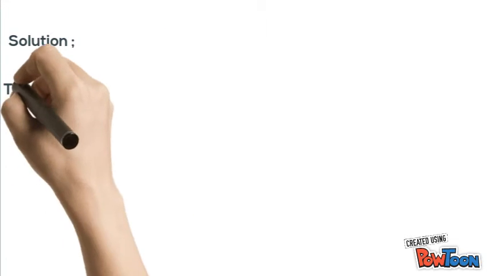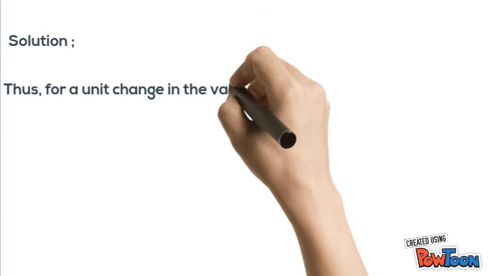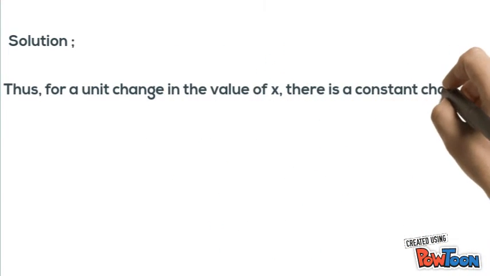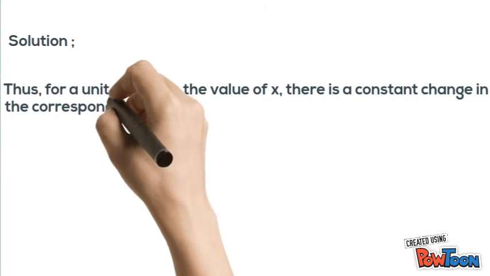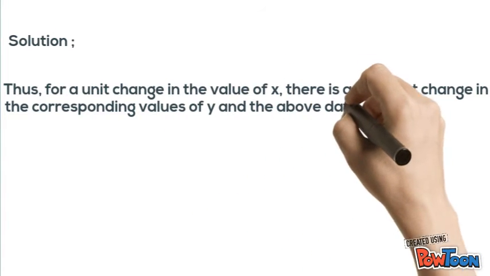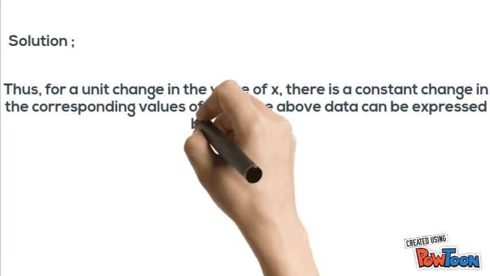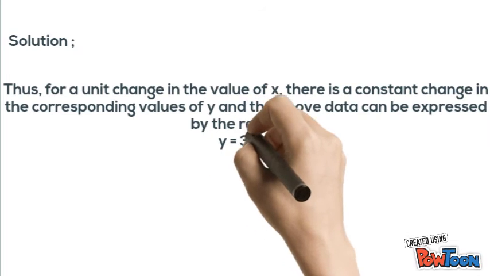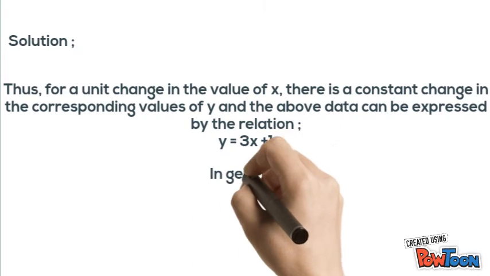Solution. Thus, for a unit change in the value of x, there is a constant change in the corresponding values of y, and the above data can be expressed by the relation y equals 3x plus 1. In general, y equals a plus bx.